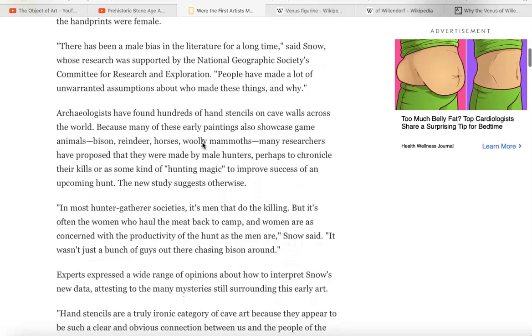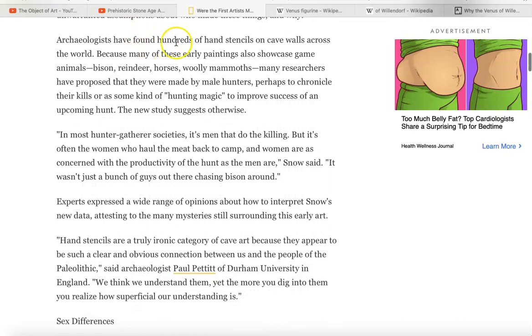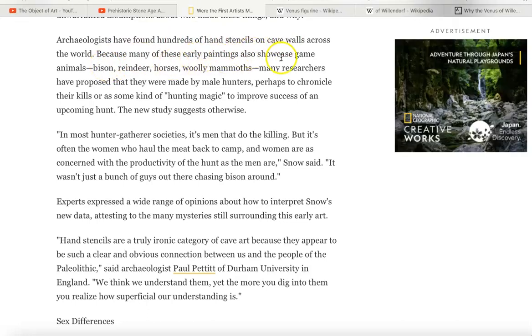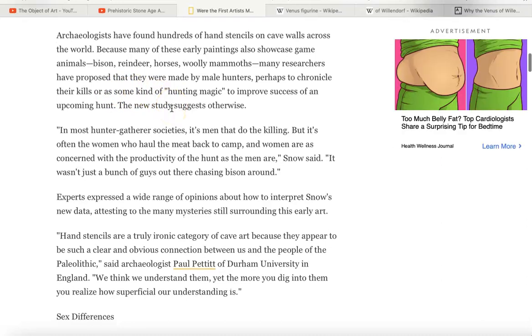Archaeologists, here it says, have found hundreds of hand stencils on cave walls across the world. Because many of these early paintings also showcase game animals, bison, reindeer, horses, woolly mammoths, many researchers have proposed that they were made by male hunters, perhaps to chronicle their kills, which I don't think is feasible. How could you chronicle all the kills? There's only a limited amount of wall space in that cave, but whatever. Or as some kind of hunting magic. Again, they're turning towards the religious.